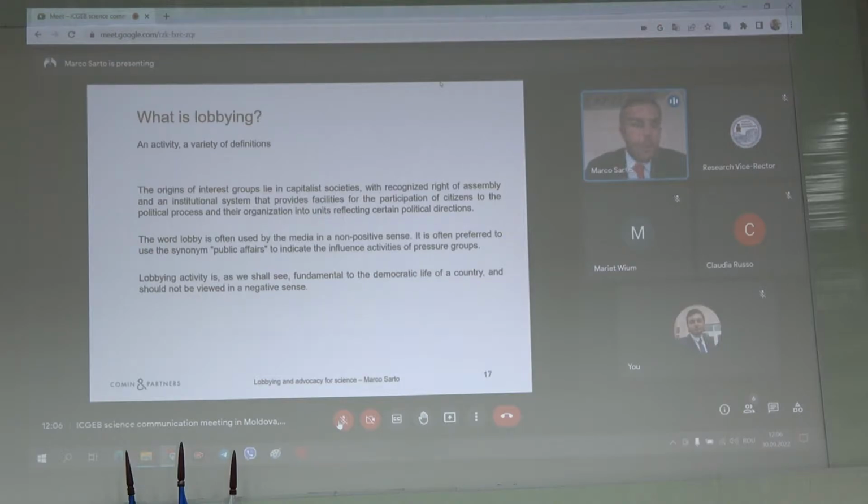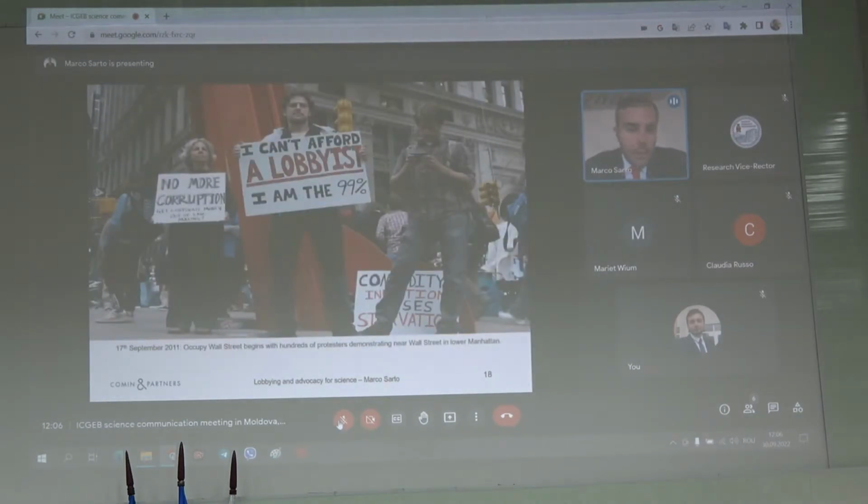It is often preferred to use the synonym public affairs to indicate the activity to influence politicians, but to influence the decision-making process. On slide 18, I use an image coming from the past, from the Occupy Wall Street movement. The man said, "I can't afford a lobbyist, I'm the 99% of people." That's a mistake because lobby has the ability to affect everyone.